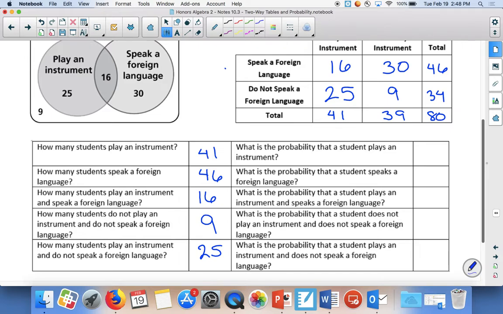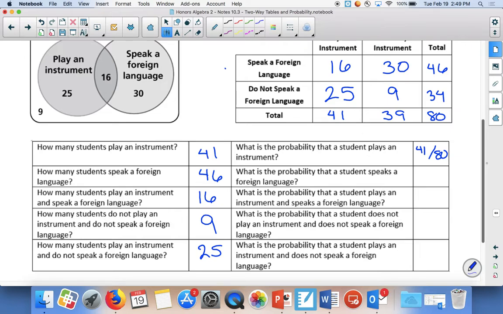So now, filling in the probability, all you're going to do is take that number, so the first one would be 41, and then put it over one of your totals. That's where you have to pay attention, okay? It's not always going to be 80. You've got to figure out what total you're using. So the first one, how many students play an instrument, that's the only thing that they're asking. So it's just 41 out of the total. So 41 out of 80. Nothing else. Done. Okay?